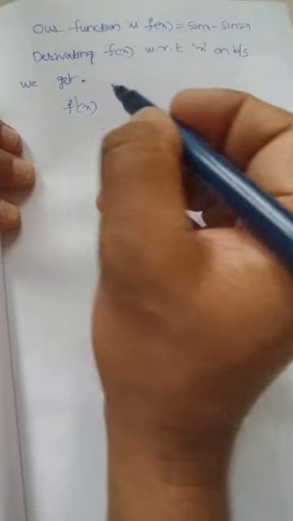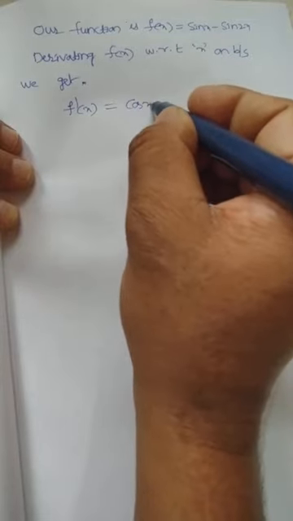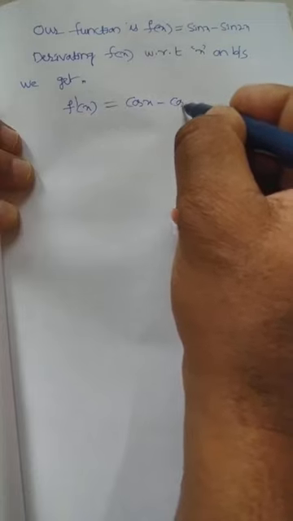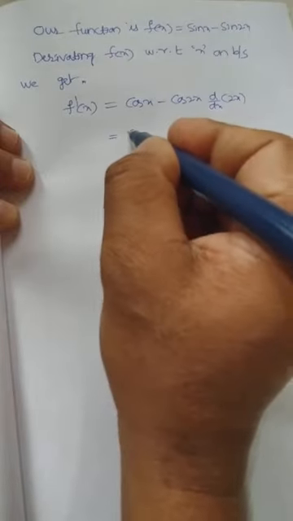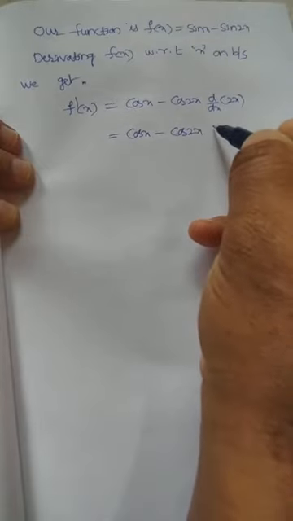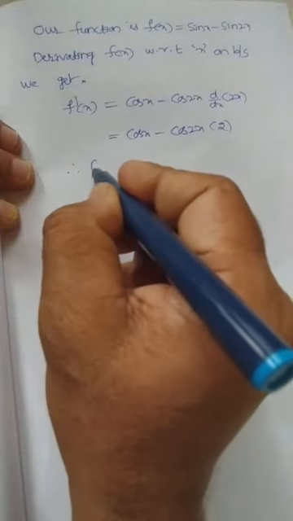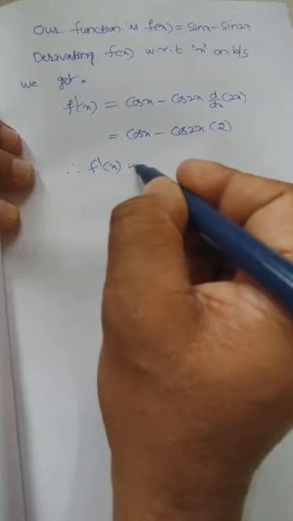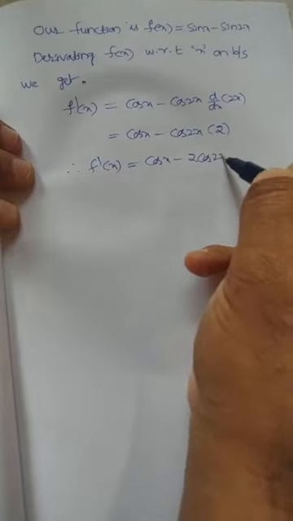f dash of x is equal to the derivative of sin x, which is cos x, minus the derivative of sin 2x, which is cos 2x, and again I have to differentiate 2x. So it is cos x minus cos 2x, and the derivative of 2x is 2. Therefore f dash of x is equal to cos x minus 2 cos 2x.